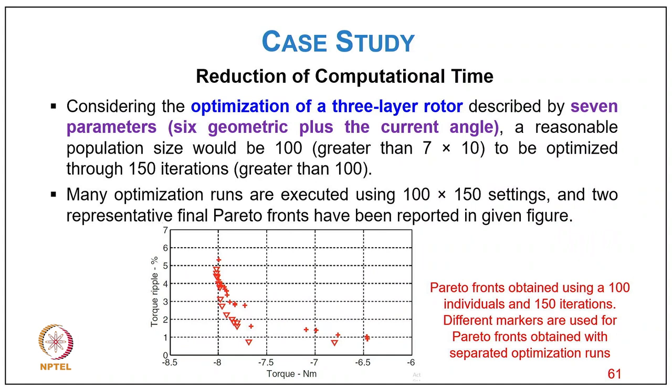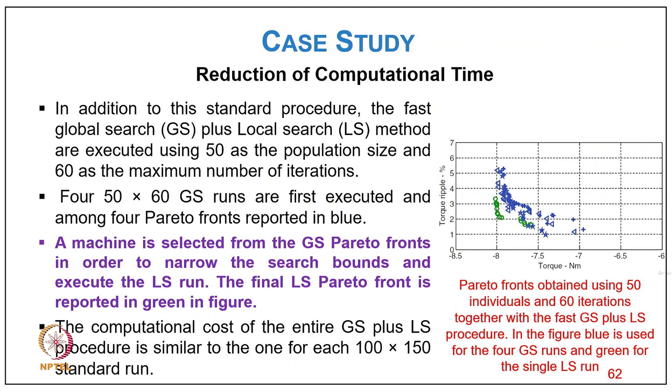So, considering the optimization of a 3-layer rotor described by 7 parameters, 6 for geometry plus the current angle, a reasonable population size would be 100, greater than 7 times 10, to be optimized through 150 iterations, greater than 100. Many optimization runs are executed using these 100 by 150 settings, and the final Pareto fronts have been reproduced in the figure. These are the Pareto fronts obtained using 100 individuals and 150 iterations, with different markers used for each separate optimization run.